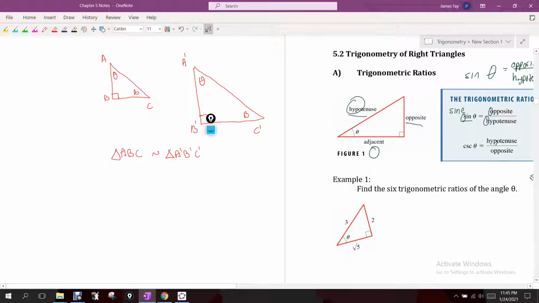Okay, so that's geometry, back in 9th, 10th grade. And from that we were able to get the idea that if two shapes are similar, then corresponding parts, corresponding sides, are proportional. So AB will compare to A prime B prime, BC to B prime C prime, and AC to A prime C prime.